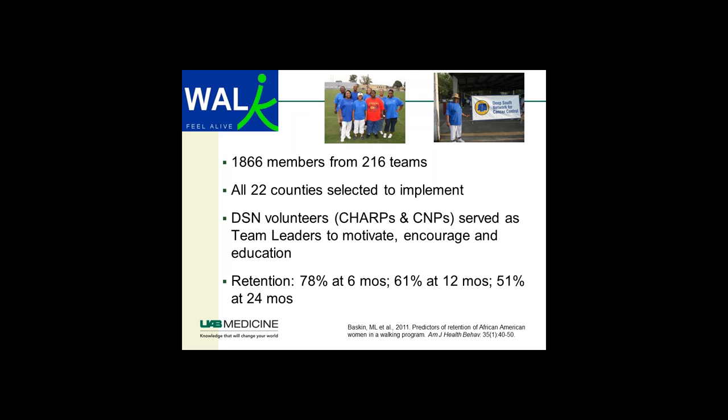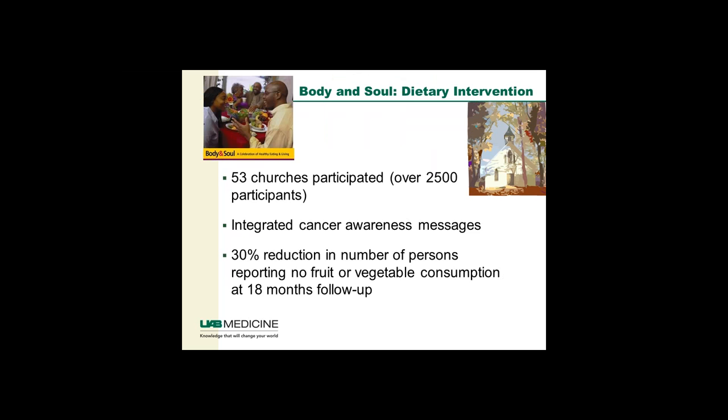At 6 months, close to 80% of the people were still walking on a regular basis. At a year later, 61%, more than half of them, were still doing that. And then at 2 years later, exactly half of the folks in this population-based study were still walking, staying active in their walk teams on a regular basis.